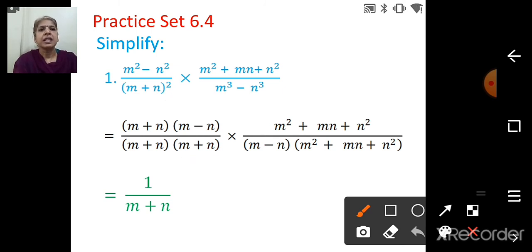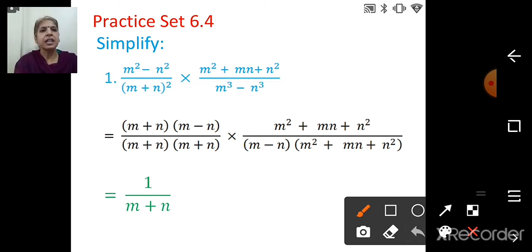Then the second fraction, and the second fraction's numerator is m square plus mn plus n square. Now, is this part based on any formula? Have we done any formula like that? No. So it is a part of one of the formulas, so we are going to leave it as it is.